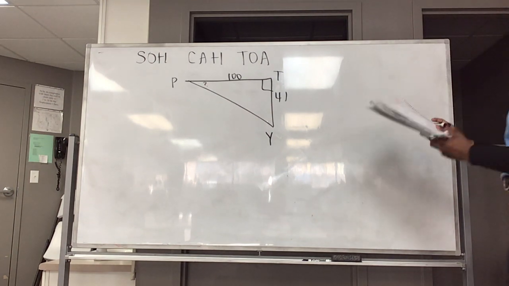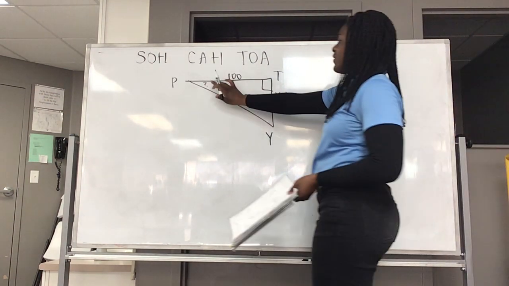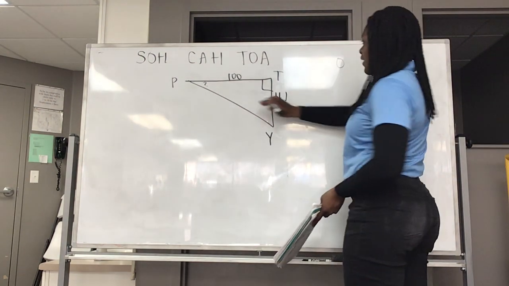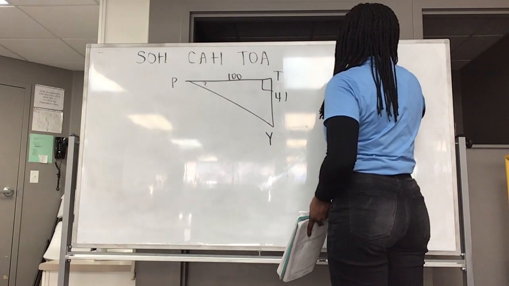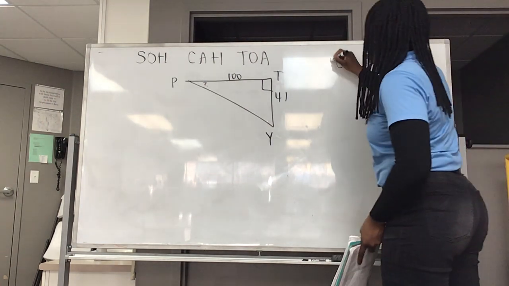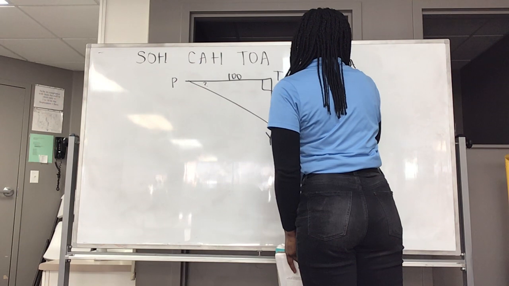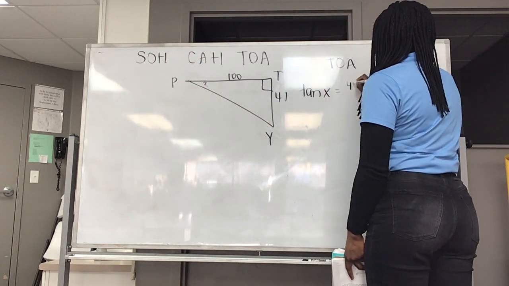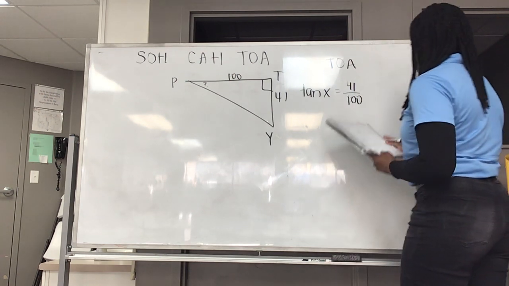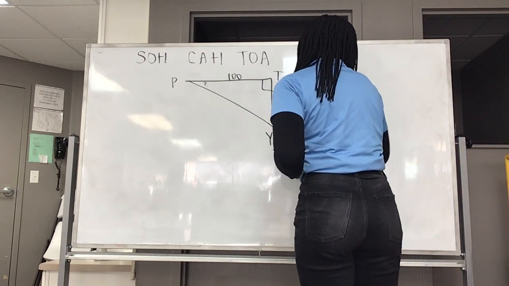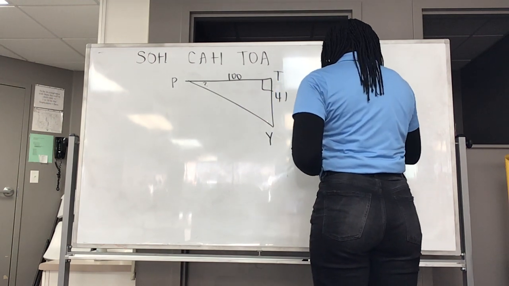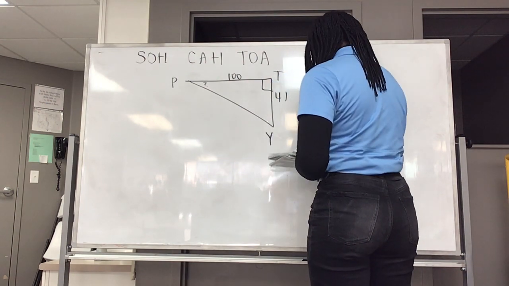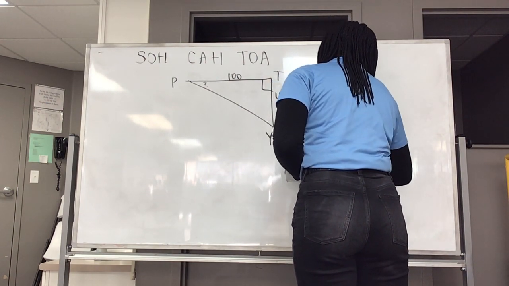Okay, I'll start doing the work on the board. In regards to this angle, 41 is opposite, and 100 is adjacent. We don't know the hypotenuse, so that means we're going to use tan. So tangent of, I'm going to call it x, is equal to 41/100. Okay, so we'll need to do our inverse tangent, which looks like this, equals x. And so x should be 22.29.